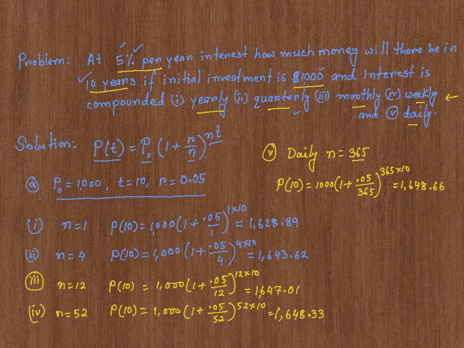In that case, this formula changes, and becomes P of t is equal to P naught times e to the power RT. E is Euler's constant, which is about 2.718, R is the interest rate in years, and T is the total number of years. So in the continuous case, P of 10 is equal to 1000 times e to the power 0.05 times 10, which is equal to 1648.72.